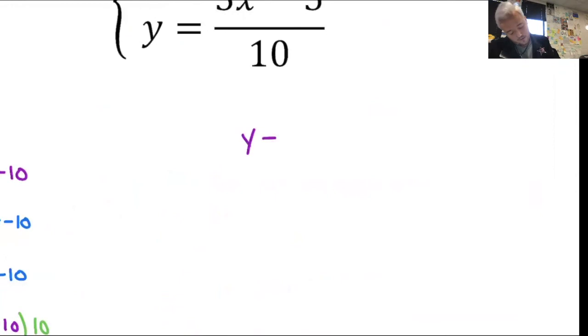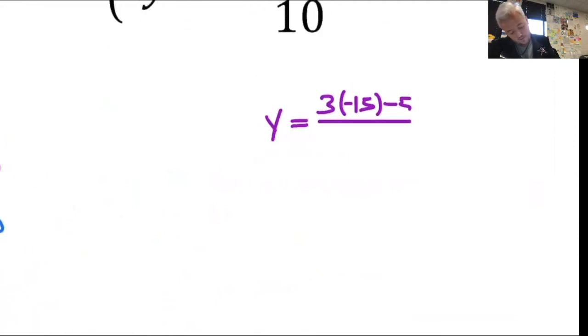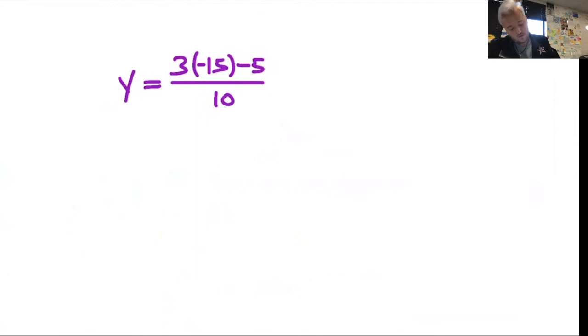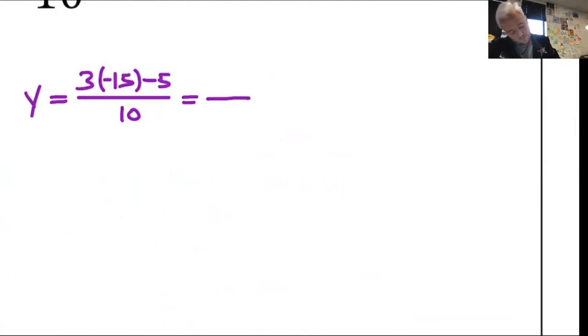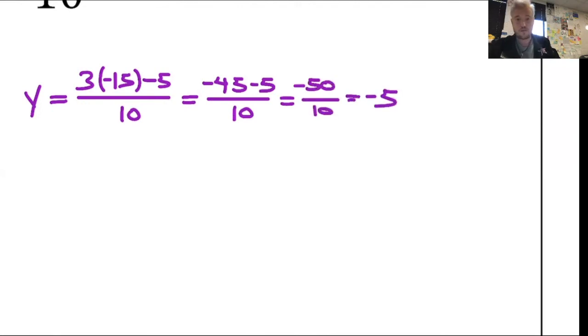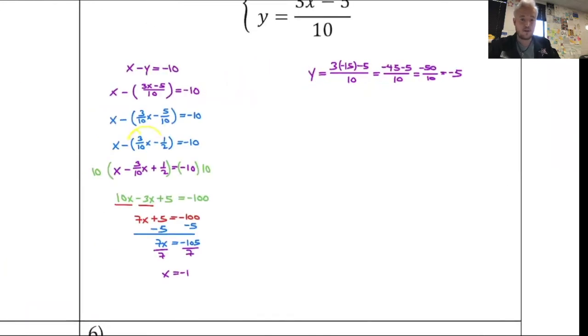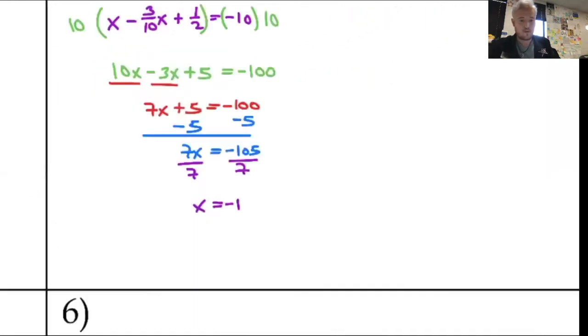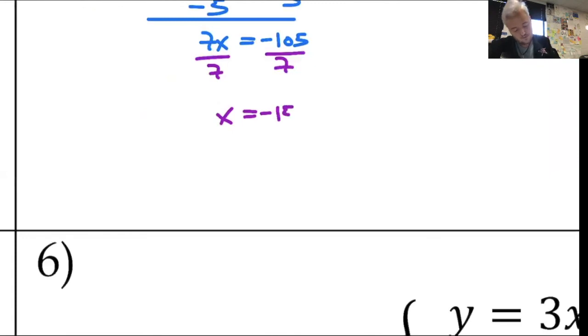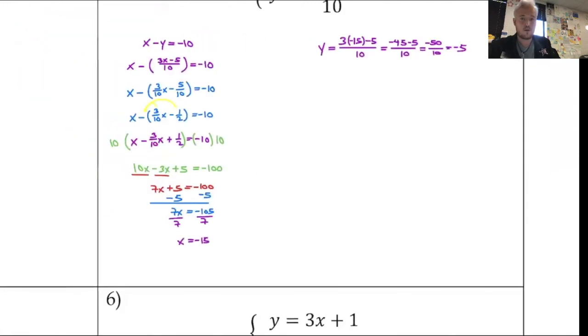So y equals 3 times negative 15 minus 5 over 10. All right, so that's going to equal negative 45 minus 5 over 10, which is going to equal negative 50 over 10, which simplifies to negative 5. All right, so your coordinate here is going to be negative 15, comma, negative 5.